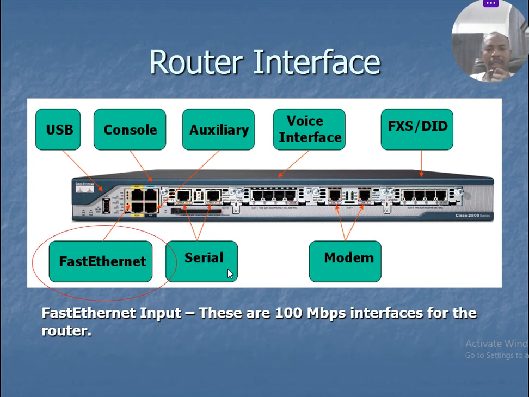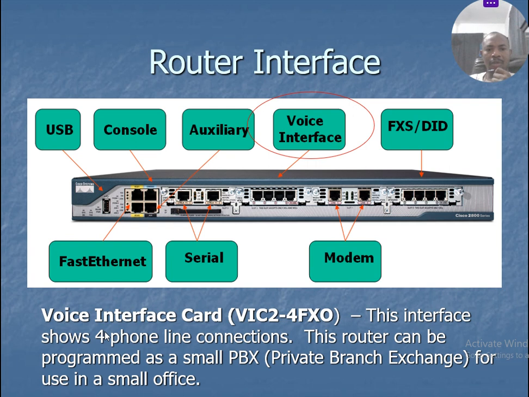Now let's take a look at the next one. The next one is this one, which is the fast Ethernet. You can see these two yellowish ones. They are called the fast Ethernet. The fast Ethernet inputs are the 100 megabit per second interfaces for the router. The fast speed 100 megabits per second input for the router is the fast Ethernet. Now let's go to the next one.